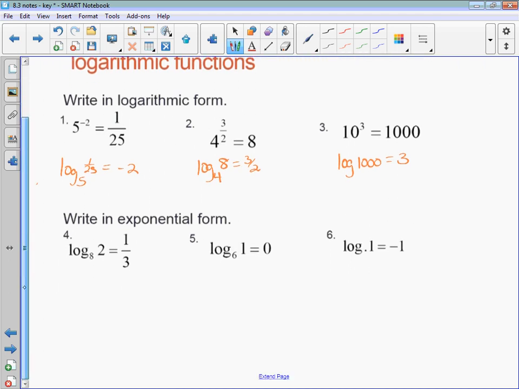All right, so number 4, we're going to take the base. So 8 to the 1/3 equals 2. Then we've got 6 to the 0 equals 1. And 10 to the -1 equals 0.1.